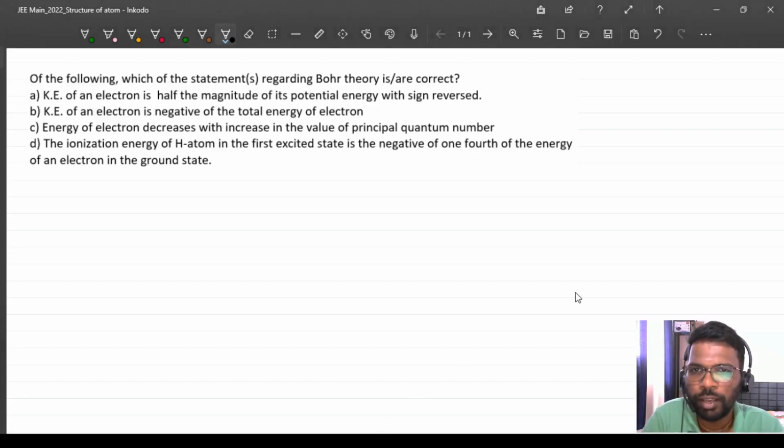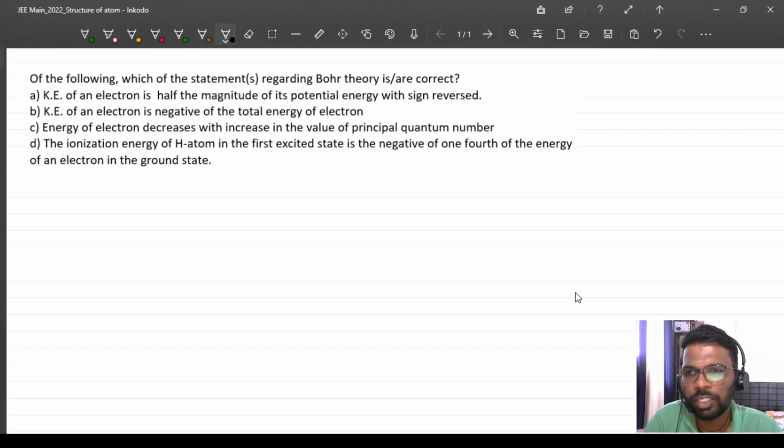Hello students. In this lecture, I am going to discuss the different concepts of the structure of atom. Let's start with Bohr's model of the atom. The question asked here is: which of the following statements regarding Bohr theory is or are correct?